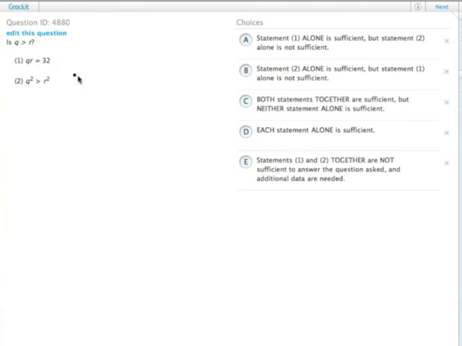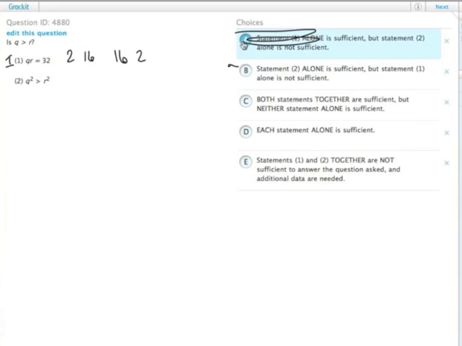So is Q greater than R? Statement 1 tells us that Q times R is 32. There's a lot of different combinations of Q and R that can give us Q times R equals 32, to say nothing of the fact that those numbers can be reversed. So even if you pick 2 and 16, they could also be 16 and 2. So we have no idea about Q's relationship to R. Statement 1 is not sufficient.